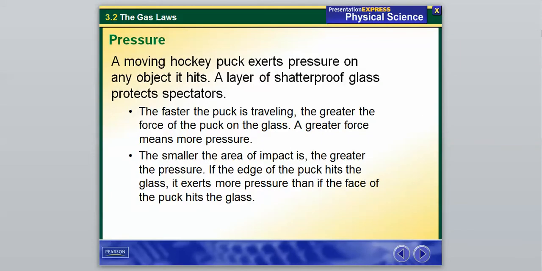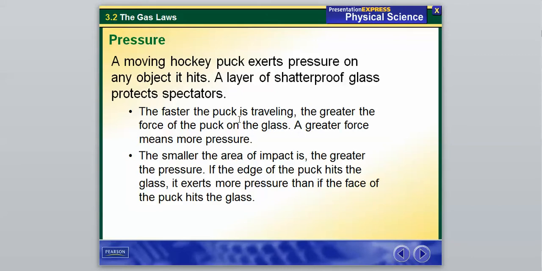So here's a real life example that I think illustrates pressure pretty well. It talks about a moving hockey puck. A moving hockey puck will exert pressure on any object it hits. Along with this, there is a layer of shatterproof glass that protects spectators. Our example says the faster the puck is traveling, the greater the force of the puck on the glass, which is kind of self-explanatory.